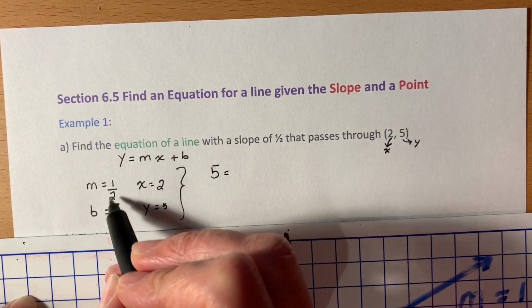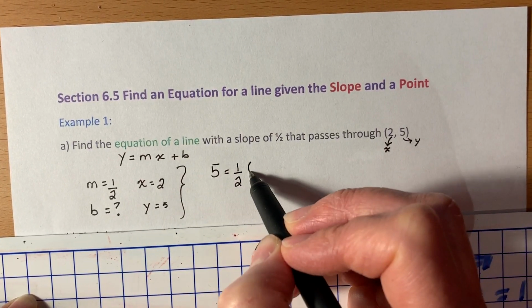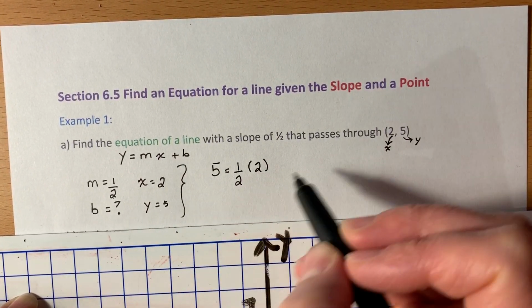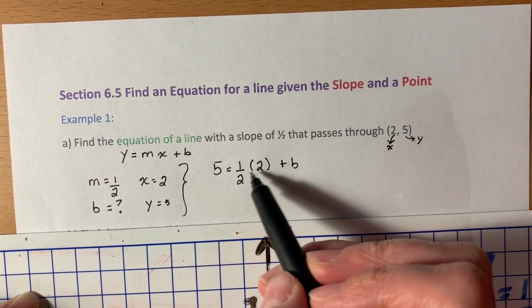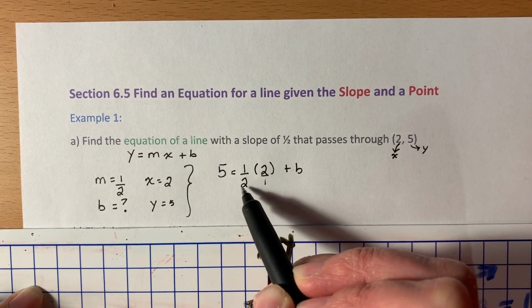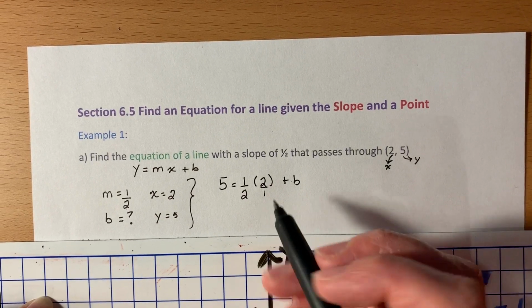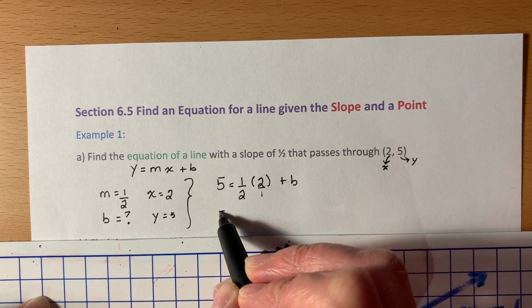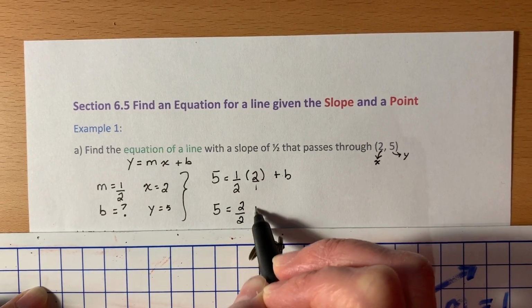Instead of m, I'm going to put 1 over 2. For x, I'm going to put 2. And for b, that's what I'm looking for. Now I start to simplify this. So remember how to multiply fractions: numerator with numerator, denominator with denominator. Do not find a common denominator. That will be incorrect when you multiply. So I get 5 equals 2 over 2 plus b.